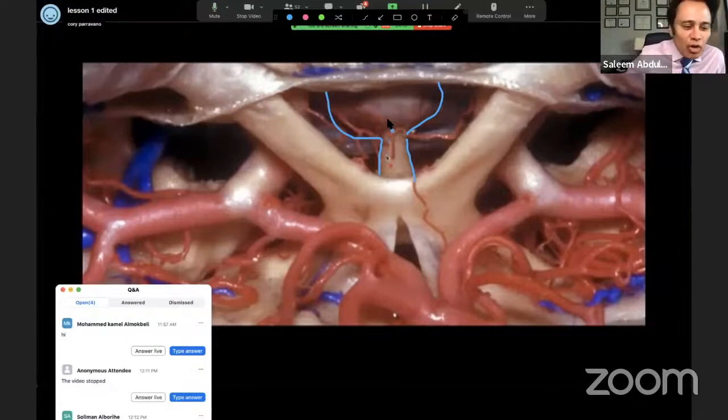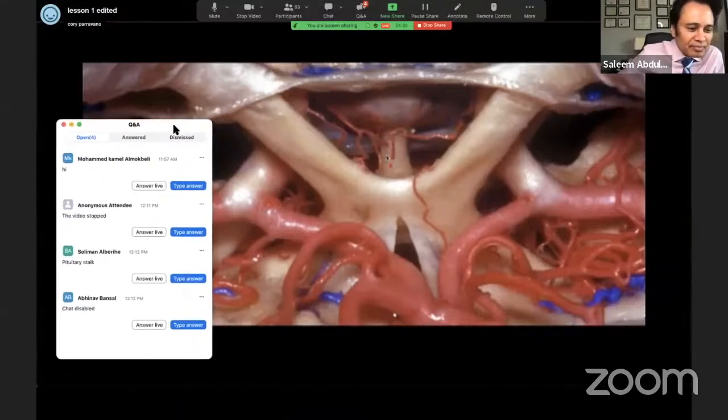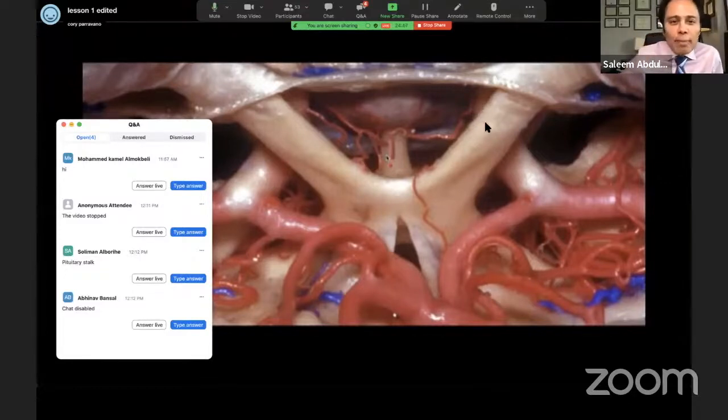Among the very smart people watching, what is this vessel coming off the internal carotid artery here? What are these vessels? Anybody give me a guess? Come on, guys. Come on now. In med school, there was always someone that got it right. Yeah, superior hypophyseal artery.